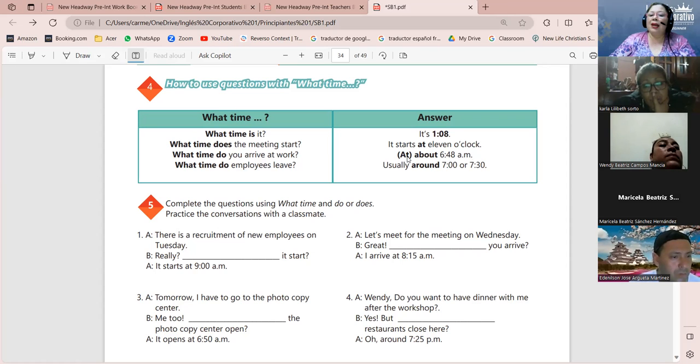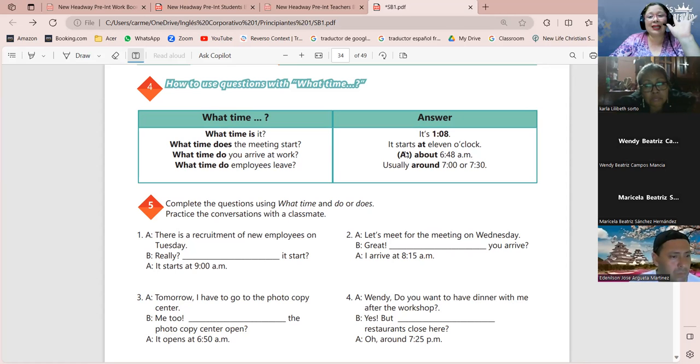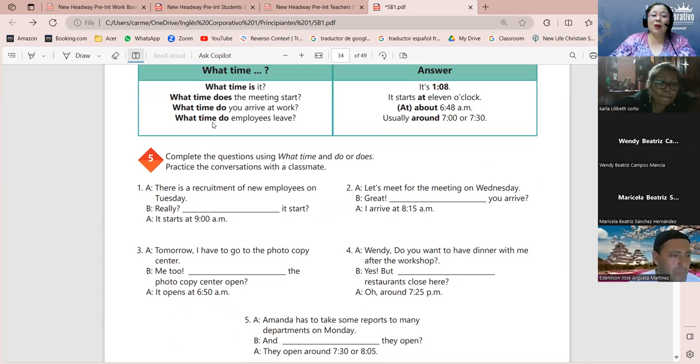Por ejemplo, si yo siempre llego a las 6:40, for example, or at 6:48, I would say at 6:48. Pero si llego por ahí, por esa hora y a veces hasta las 7:20, ¿verdad? O sea, about 6:40, right? So on. All right. What time do employees leave?